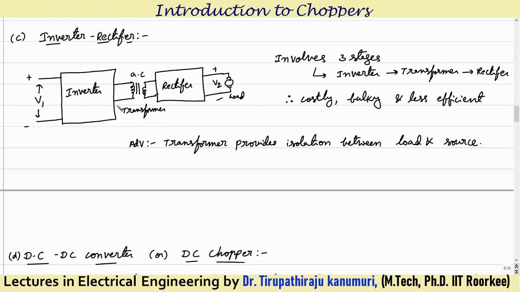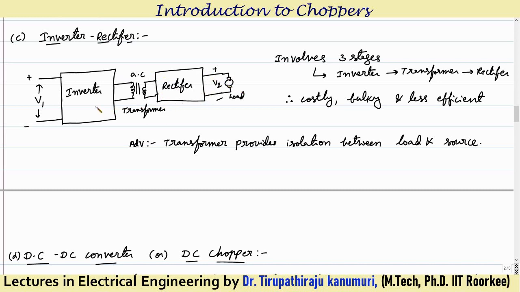So in order to use the transformer, my supply should be AC, but actually our supply is DC. So this DC is first converted using an inverter to the AC. Then we use a transformer to step up or step down the voltage depending on our requirement. Then that output, that AC, is again rectified or converted to DC, that DC will be supplied to load.